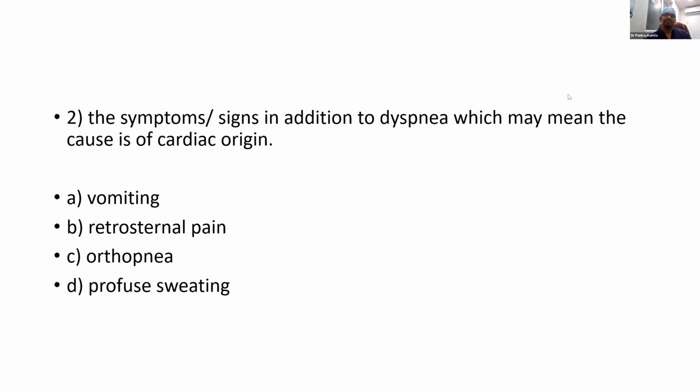The symptoms and signs, in addition to dyspnea, which may mean the cause is of cardiac origin. Okay, the patient has dyspnea, but now we're thinking it could possibly be a cardiac cause. As we said, more than one answer can be correct. The options are A, vomiting, B, retrosternal pain, C, orthopnea, and D, profuse sweating. I'll repeat the question: the symptoms or signs in addition to dyspnea which may mean it is possibly of cardiac origin. The answers are vomiting, retrosternal pain, orthopnea, or profuse sweating.